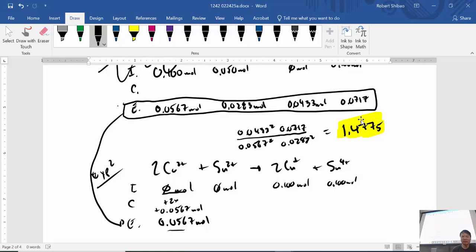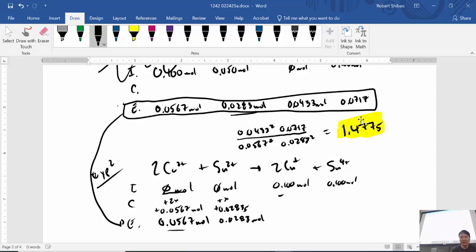What's half of 567? 283.5? So this is going to be plus 0.02835. And so this is going to be our plus x. We should end up with plus, we'll just round it to 0.0283. And that's what's observed here. This is the stoichiometry.